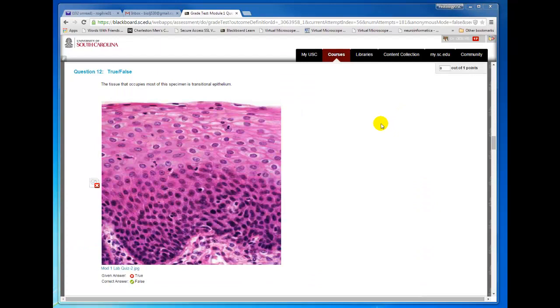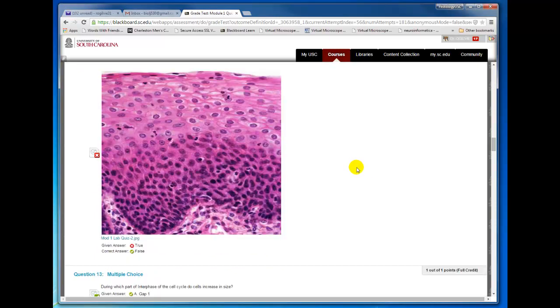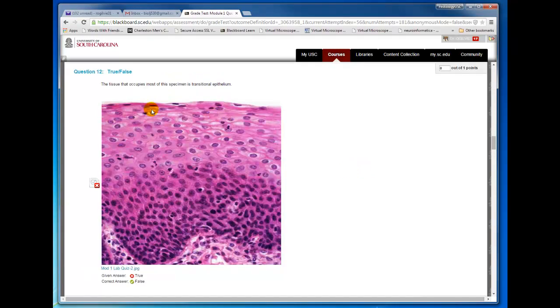Another question referred to a static image in Part A of the Module 1 quiz. The question said the tissue that occupies most of this specimen is transitional epithelium. Someone put true, and it is simply not true. Transitional epithelium will have many fewer layers of cells here. But most importantly, you're going to see dome-shaped cells, unless we tell you that the epithelium was very stretched, and then it would be quite thin, only a few layers. This is a classic example of stratified squamous.